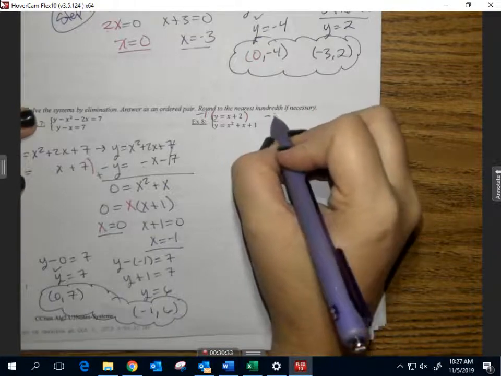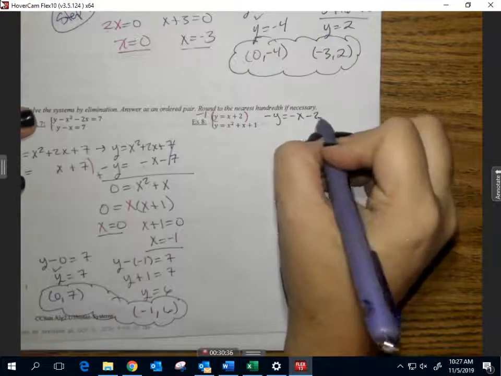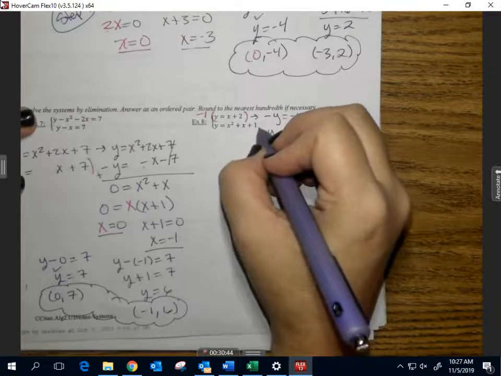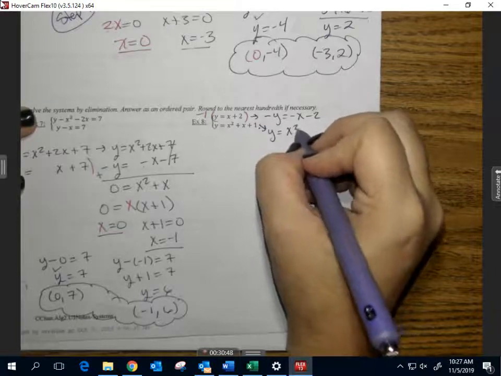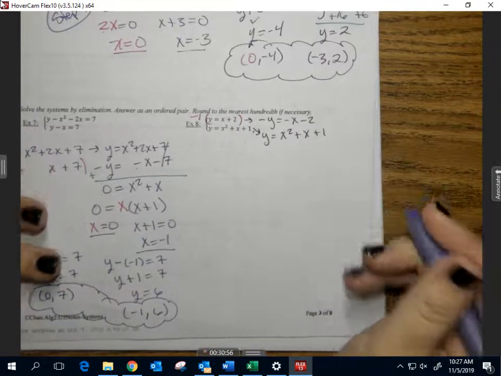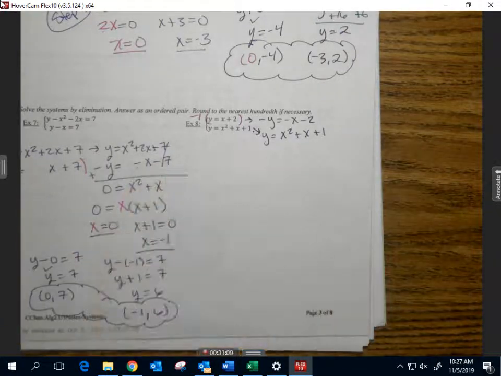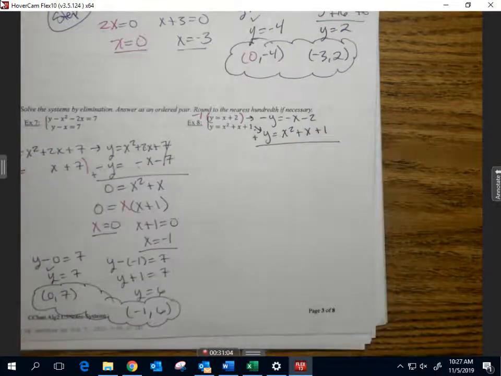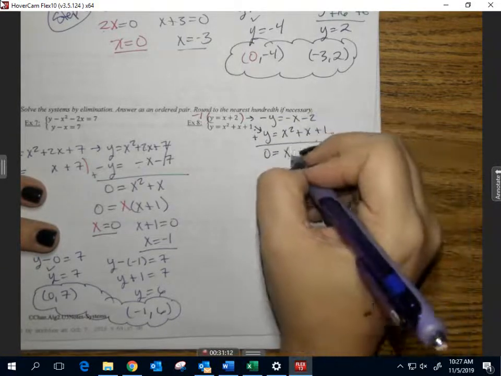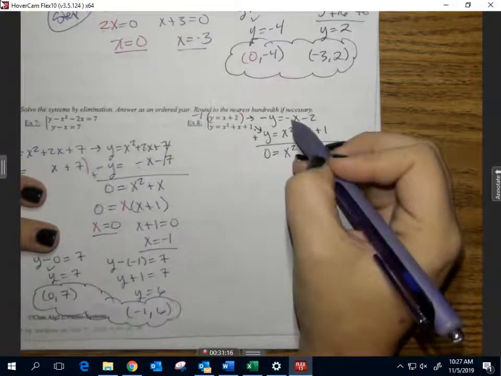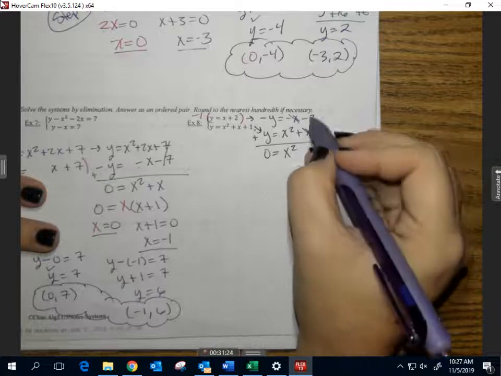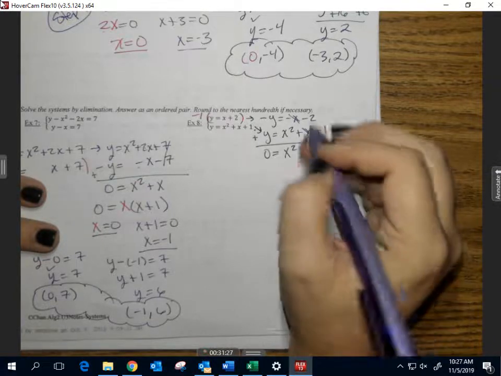So we're going to get -y equals -x minus 2, right? And the second one's going to just be the same. Y equals x squared plus x plus 1. Now we're going to add them together. So my y is equals 0 like I want. X squared just comes down, has nothing to combine with. I have -x plus x. Those cancel out. I have no x's. And then I have -2 plus 1. -1.